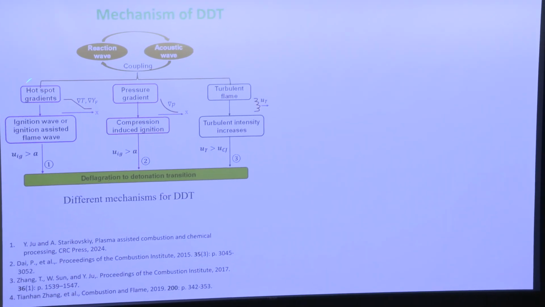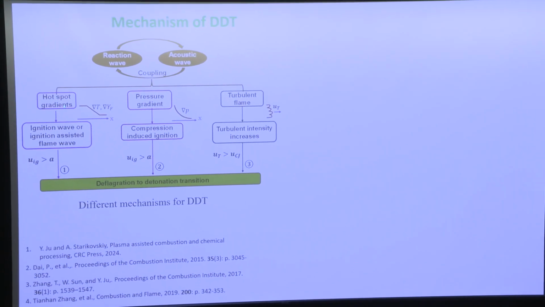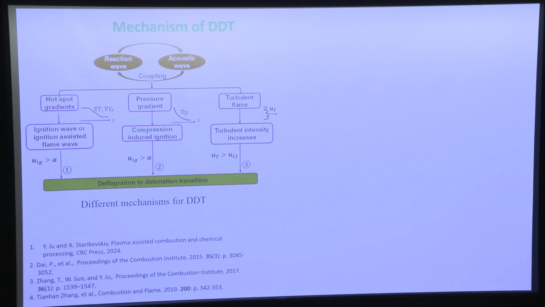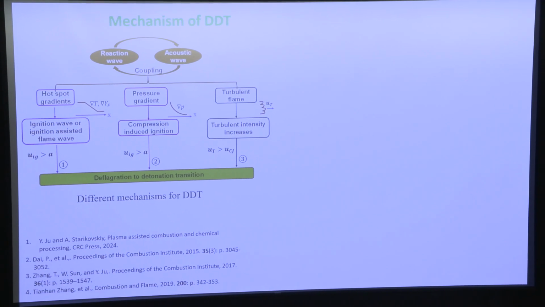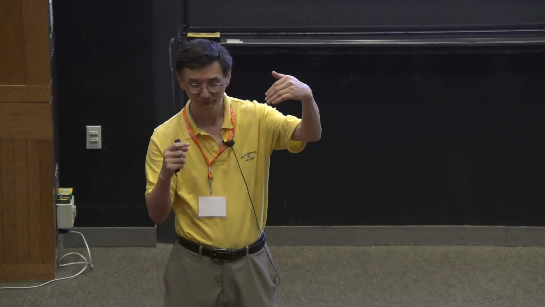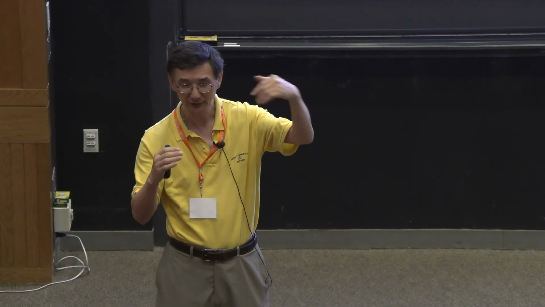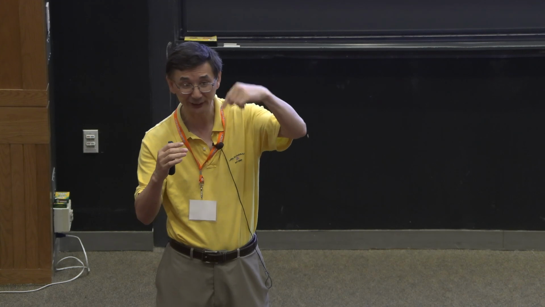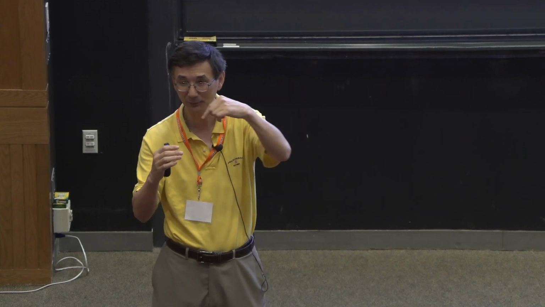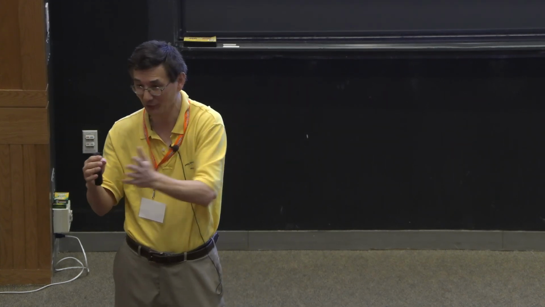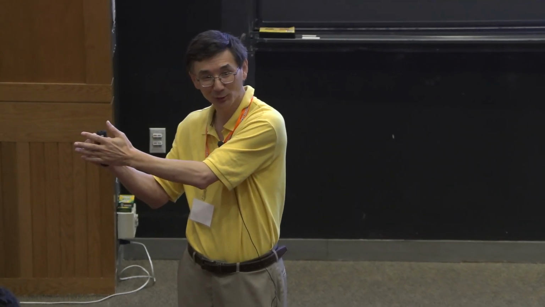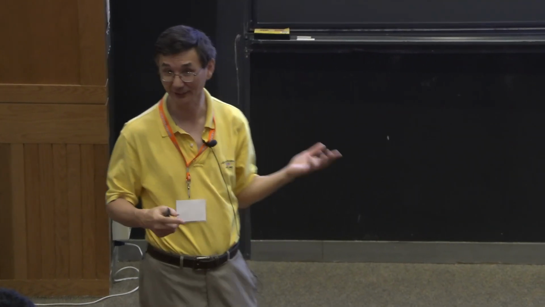And then the second thing is that you have a hot spot and you have a gradient. This is Zeldovich theory. You say that you have a hot spot. In the hot spot, there's a gradient. Ignition happens somewhere, and then because of the gradient, another ignition happens, one ignition catches up with another, and eventually they form a supersonic ignition wave that gets into detonation. That makes a lot of sense.